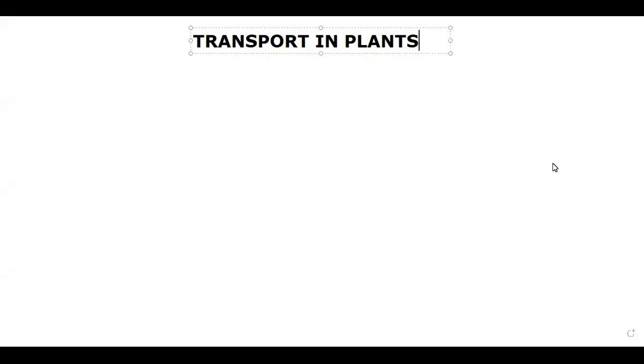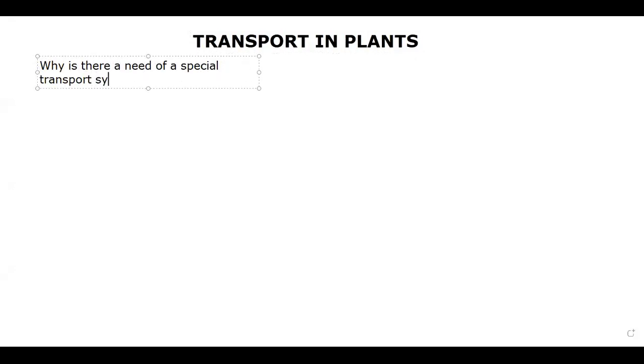Now, before we talk about the actual process of transportation, and before we start discussing the different structures in the plants, we first need to understand why we actually need a special transport system in plants. What's the need? Why is there a need of a special transport system? That's the main question.